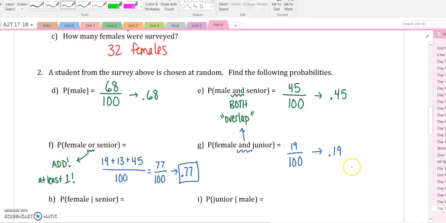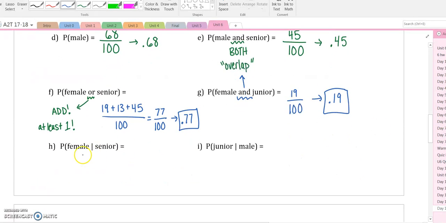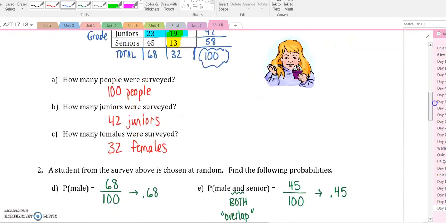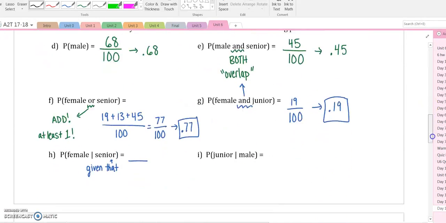Okay, then we start to get into the examples where our sample space changes, and it's when you see that given bar. Because what this is saying is, what's the probability it's a female given that we already know they're a senior? So that means that instead of putting out of the total 100, I should only be looking at seniors. So something I like to do to help me here, since I already know it's a senior, I'm going to cross out this whole junior column. I'm only looking at my seniors. And so that means my total would be 58.